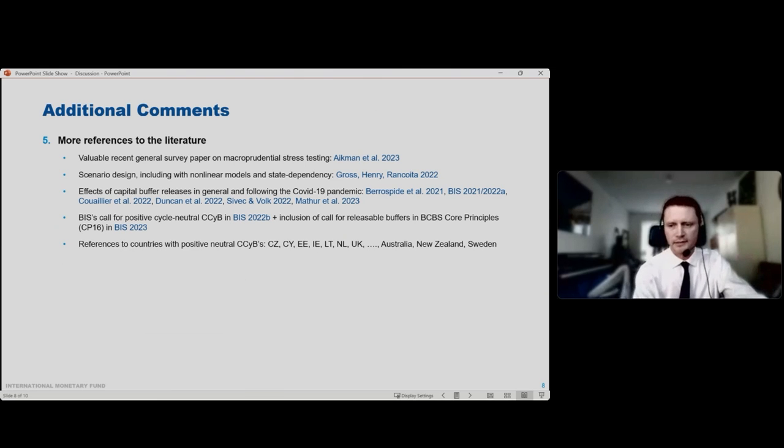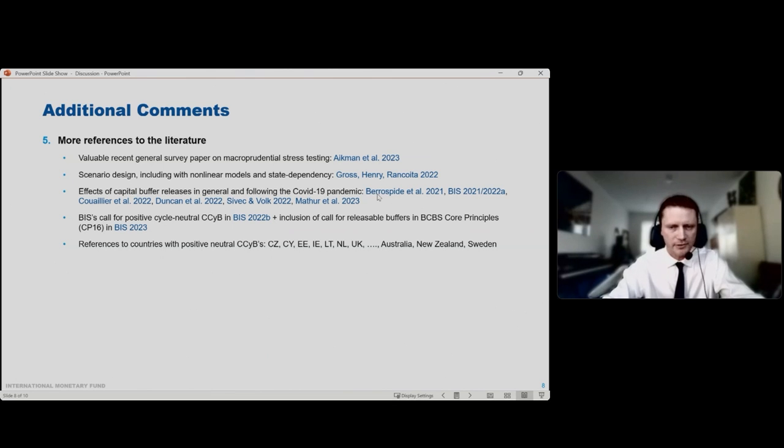Two final quick points. In the interest of time, I will not read this out. This is just to say more references to the literature could be established. There's a very useful survey paper by David and co-authors, a recent IMF working paper on scenario design. Let me just mention this. We had a book chapter in the stress test handbook that was published last year with many, many chapters. We have one where we do hint to this idea to use nonlinear models and account for state dependency and so forth. Then there's a whole bunch of papers.